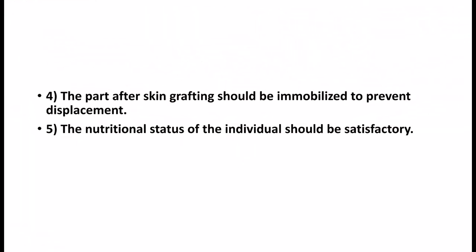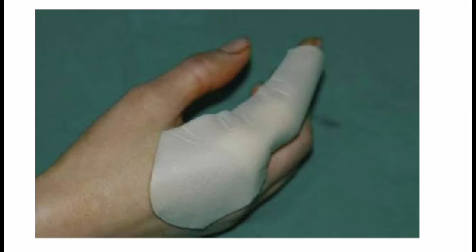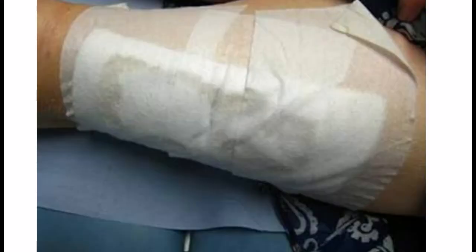4. The part after skin grafting should be immobilized to prevent displacement. 5. The nutritional status of the individual should be satisfactory. In this picture, you can see hydrocolloid dressing which is used after skin grafting. This is the dressing of a donor site.